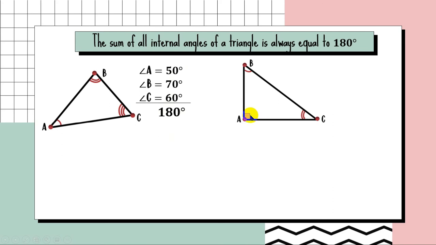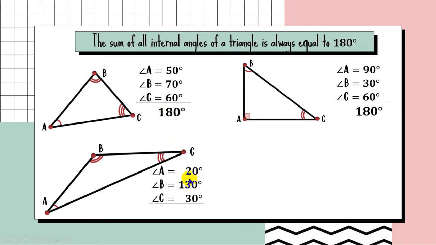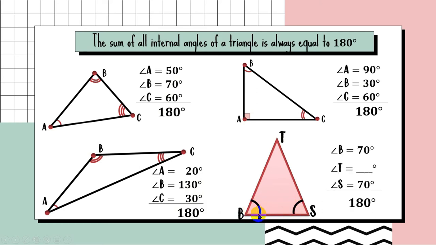And then for the obtuse triangle, kanina meron po tayong given na 20 degrees, 130 degrees, and 30 degrees. So kapag pinag-add po natin yan, 180 degrees po. Also dun sa ating equiangular, 60 plus 60 plus 60, that is 180. How about for this triangle? Triangle BTS. Kung mapapansin nyo po, meron tayo ditong markings na sila ay equal. Ibig sabihin yan, si angle B is 70 at si angle S ay 70 degrees din. Now, ano kaya ang magiging measurement ni angle T?